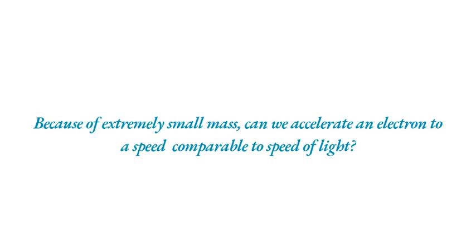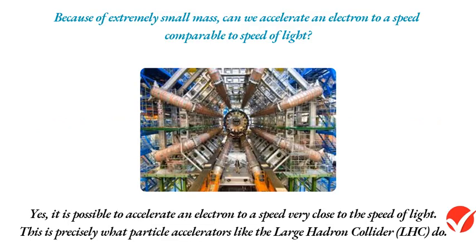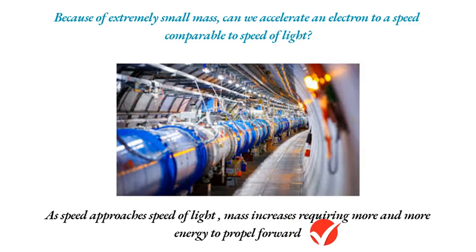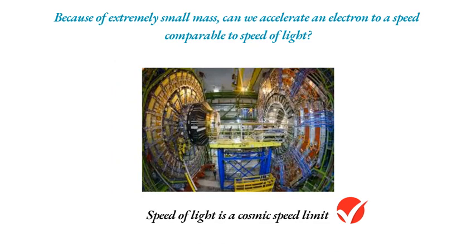Because of its extremely small mass, can we accelerate an electron to a speed comparable to the speed of light? Yes, it is possible to accelerate an electron to a speed very close to the speed of light. This is precisely what particle accelerators like the Large Hadron Collider do. However, due to the principle of special relativity, no object with mass can ever reach the speed of light. As an object approaches the speed of light, its mass increases, requiring more and more energy to accelerate it further. This phenomenon ensures that the speed of light remains a cosmic speed limit.